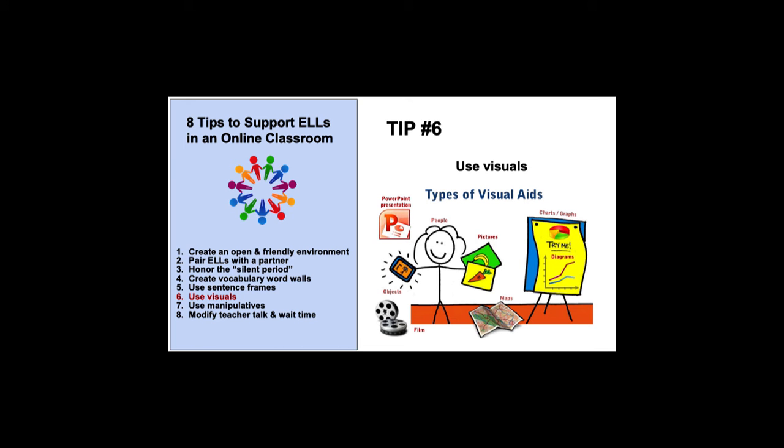Tip number 6, use visuals. Remember, a picture is worth 1,000 words and is especially important to a student learning a second language. Use visual maps and diagrams and pictures for big concepts. Write out basic instructions on the board and avoid giving instructions in the air. Model the steps of a process and show the students a sample finished product during the lesson.